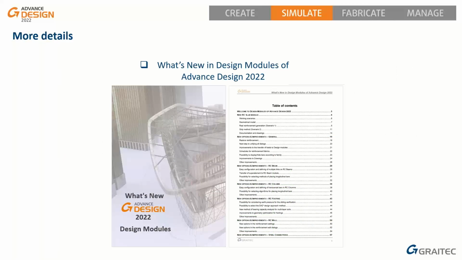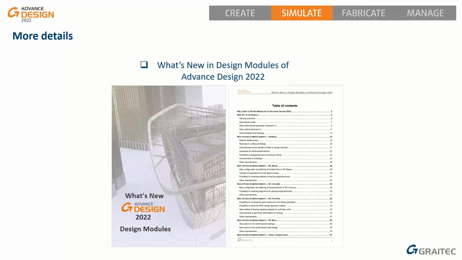Oh yes, that's all. I also expected the webinar to last 1 hour, so 1 hour 10 minutes is slightly longer. The full list of improvements and new options is available in the What's New document. Of course, you can download it from the Graitec Advantage website. As I said, there are many smaller improvements here and there, so I think it's worth taking a while to check that document. Even if it's long, you can just scroll through it.